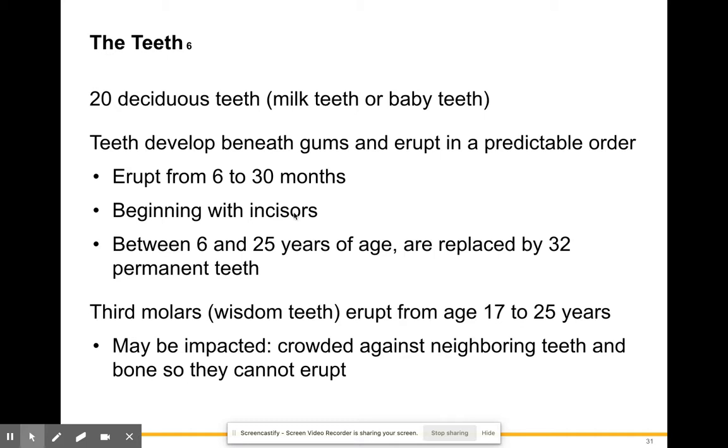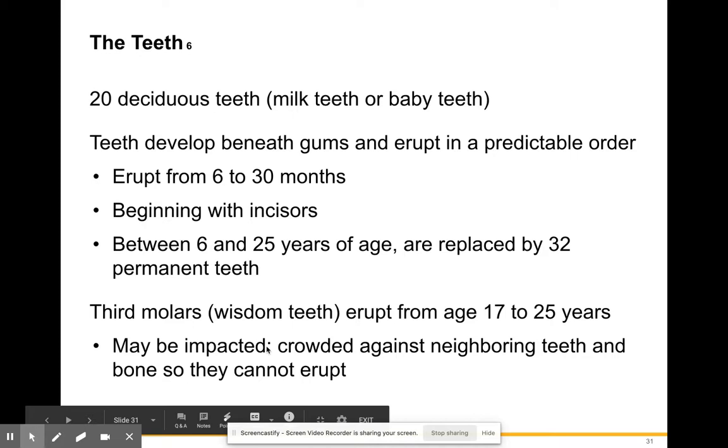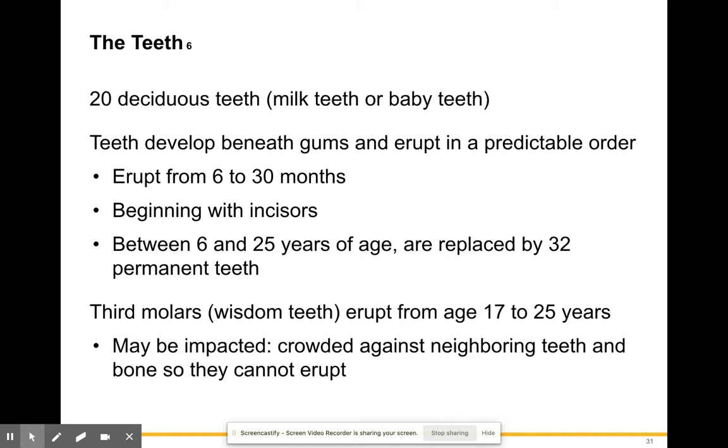Between 6 and 25 years of age, all 20 deciduous teeth are replaced by 32 permanent teeth. Your wisdom teeth, or third molars, erupt between ages 17 to 25. Mine happened around age 25, so it could happen really late. There's a chance that they can become impacted. What that means is they aren't coming straight downwards. Sometimes your wisdom teeth can grow facing the outside of your mouth, and instead of pushing downward out of your gums, they're pushing forward into the teeth that are already there.